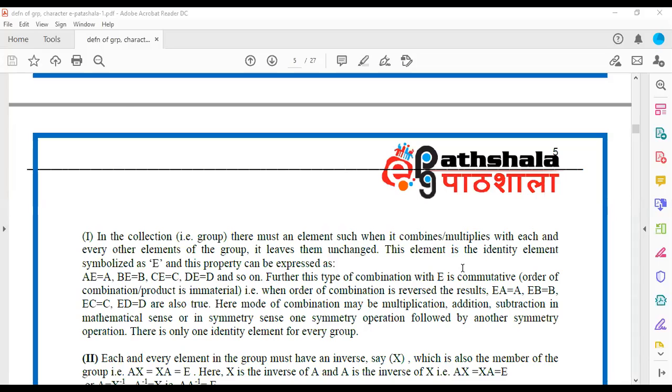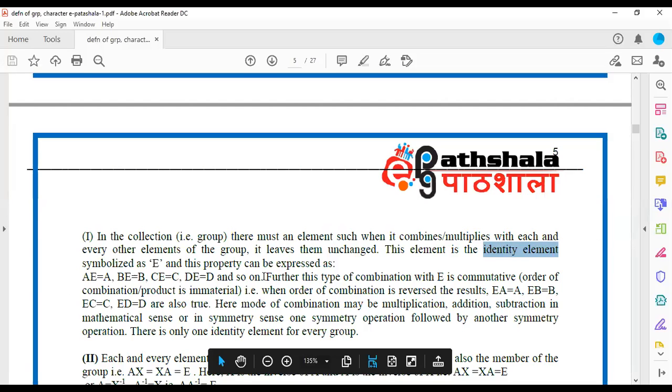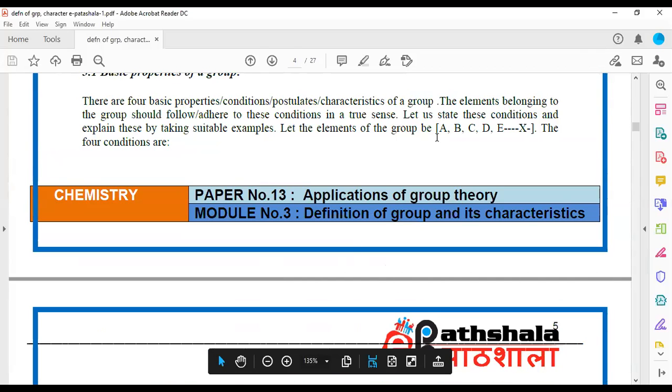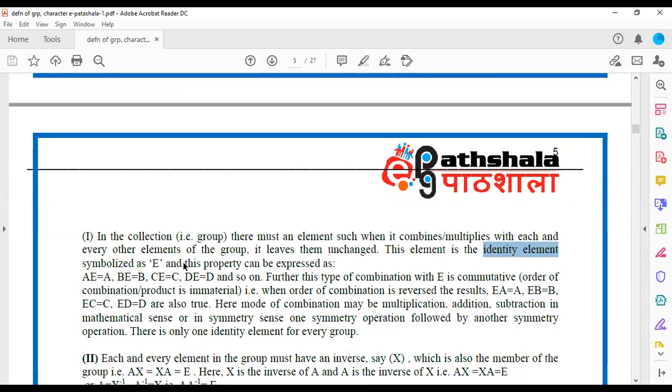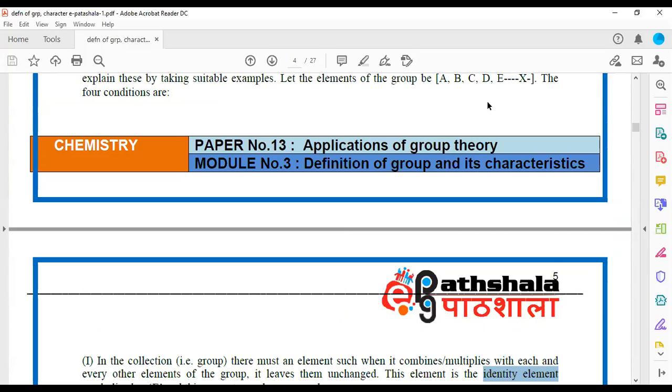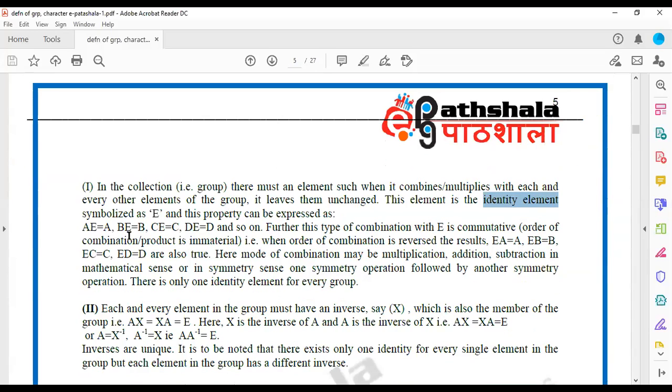So what I can do is take the identity element, that is E, and multiply with A, which is one of the elements in that point group. If I multiply A with E, I always get A. So this element is not changed. Such a thing should be present in the group. Similarly, if I multiply this identity element E with element B, again I should get B. With C, again I should get C. With D, I should get D.